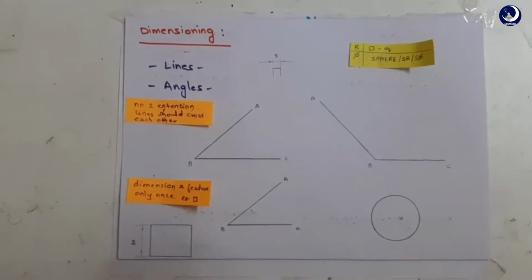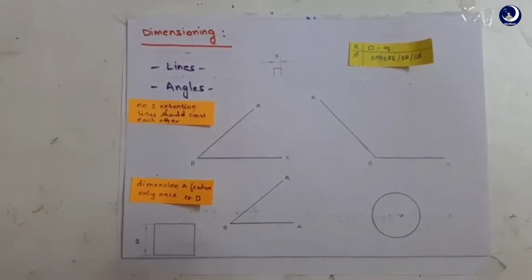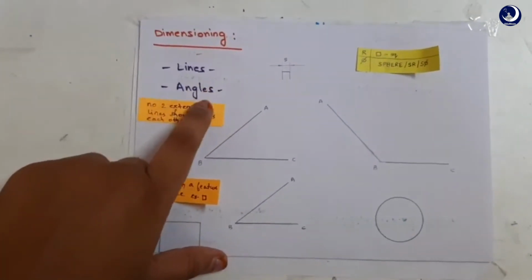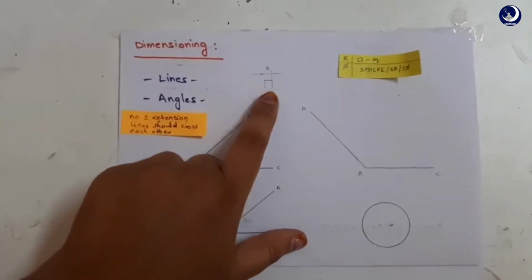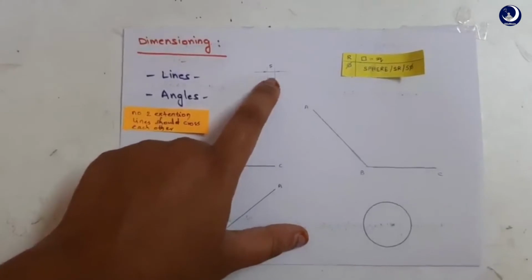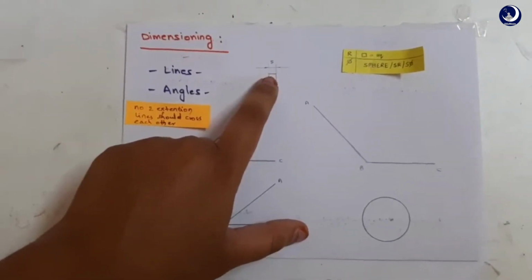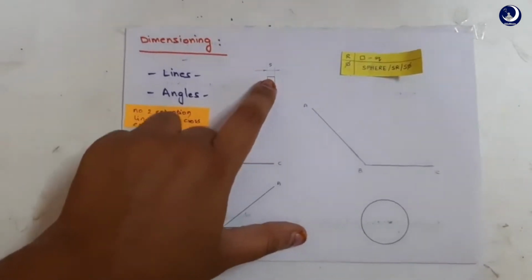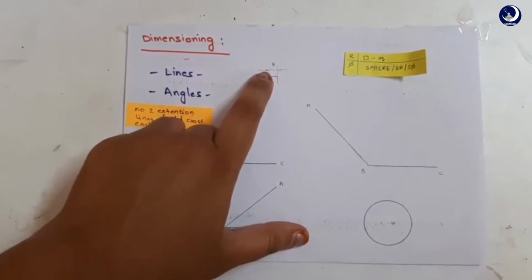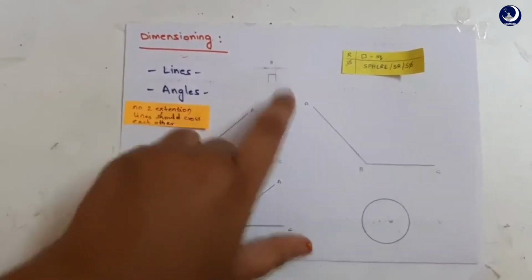Next, let us look at dimensioning. We have already discussed dimensioning of lines. Now we'll take a look at dimensioning of angles. Before we go there, I think I did not mention this in the previous video. If any object or any line has a measurement less than 8 mm or 5 mm, the dimensioning is done like this. The arrows are placed outside the extension lines and they point inward.